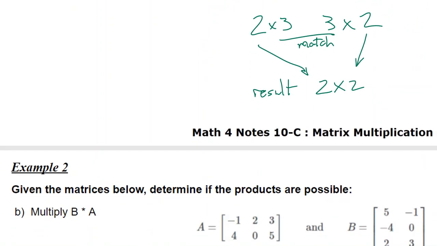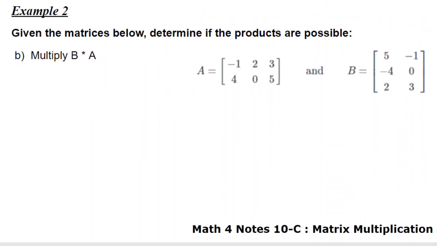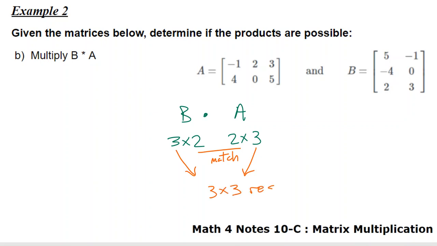Watch what happens when you switch them around. If you're going to say B times A, B was the 3 rows and 2 columns. A was the 2 rows and 3 columns. Remember RC Cola, they got to be in that order. Now watch what happens here. This is something really funky. They match, which means that I can do B times A, but look at what happens to the answer. The answer is a 3 by 3 result. So if I do A times B, I get a 2 by 2 for an answer. But if I do it backwards, B times A, I get a 3 by 3 for an answer.